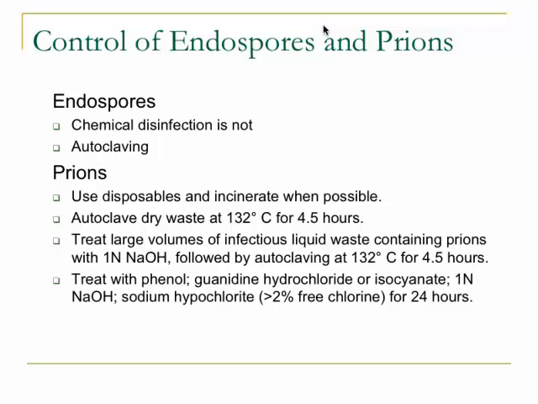Also, if you have liquid waste containing prions, you need to use a combination of chemicals like very concentrated sodium hydroxide, followed by autoclaving. Some other chemicals are also used: phenols, guanidine hydrochloride, or isocyanate. But most commonly, the concentrated sodium hydroxide is the most effective. And it requires a very long time for these chemicals to be effective in destroying the prion.